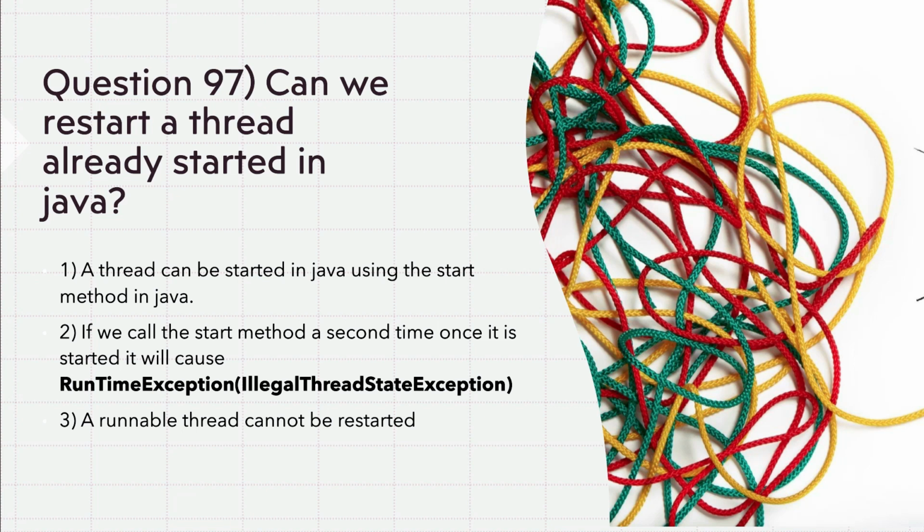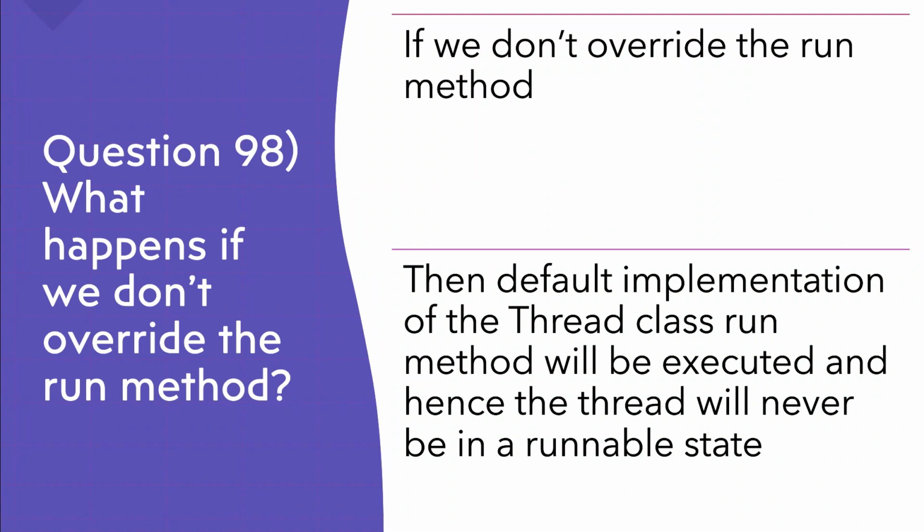Question 97. Can we restart a thread already started in Java? A thread can be started in Java using the start method. If we call the start method a second time once it is started, it will cause a runtime exception, IllegalThreadStateException. A runnable thread cannot be restarted. Question 98. What happens if we don't override the run method? If we don't override the run method, then the default implementation of the Thread class run method will be executed, and hence the thread will never be in a runnable state.